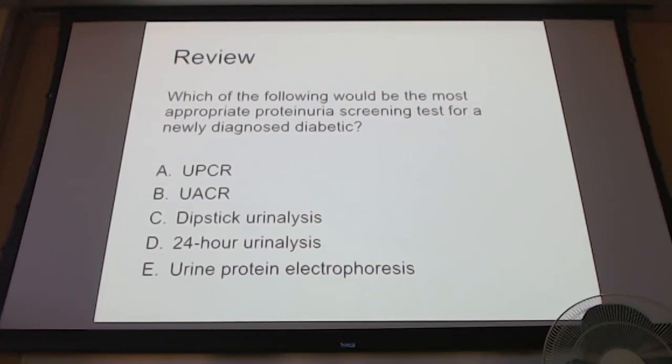A dipstick urinalysis is just going to be positive if there's protein present. It's not going to tell you from what. 24-hour urine collection, too much of a pain if you don't know that you actually need to do it. And urine protein electrophoresis, expensive, send out, and most likely going to follow an abnormal 24-hour urine collection. Okay, so urine albumin creatinine ratio.